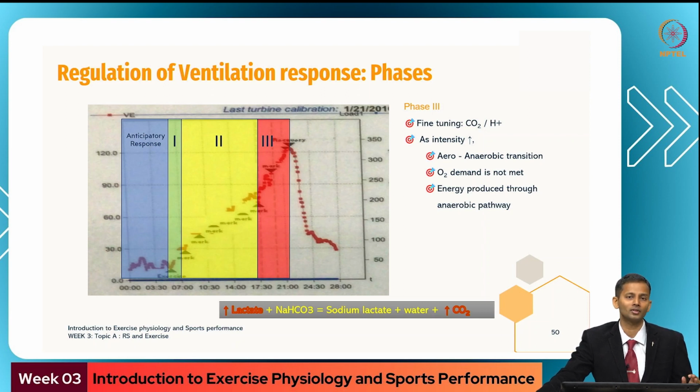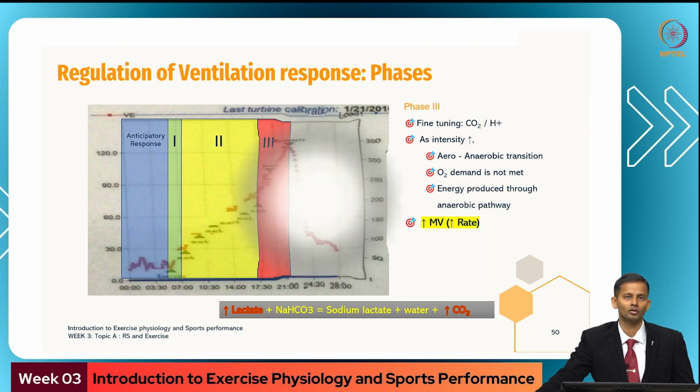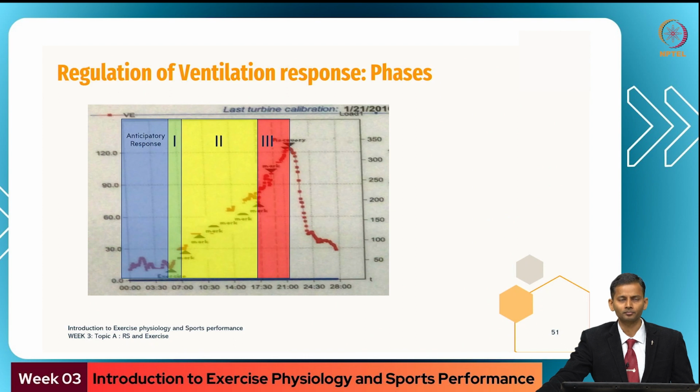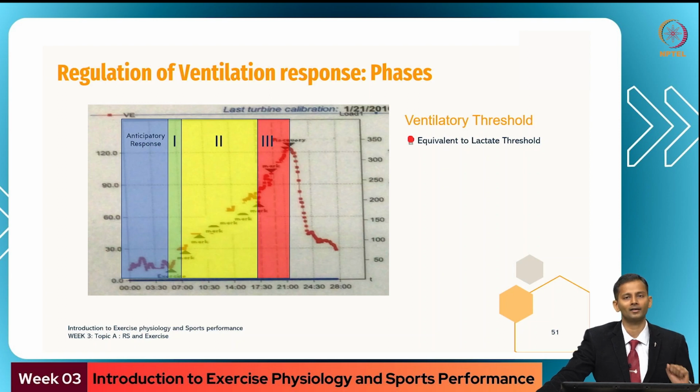So, this causes a further increase in the ventilation, predominantly by the increase in the rate. If you see further in this graph, there is a disproportionate increase in the ventilation rate as compared to the demand, as you compare it with the previous phase. This particular point from which there is a sudden disproportionate increase in the ventilation is termed as the ventilatory threshold. This ventilatory threshold has been studied by various sports scientists, and it is equated with the lactate threshold.